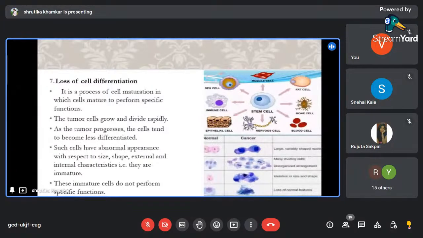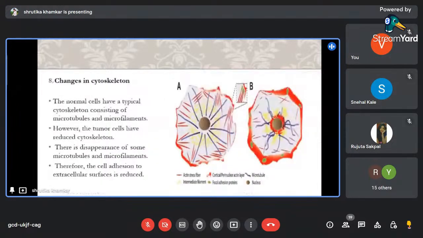Eighth property is the changes in the cytoskeleton. The normal cells have a typical cytoskeleton consisting of microtubules and microfilaments. However, the tumor cells have a reduced cytoskeleton. There is a disappearance of some microtubules and microfilaments. Therefore, the cell attachment to the extracellular surface is reduced.